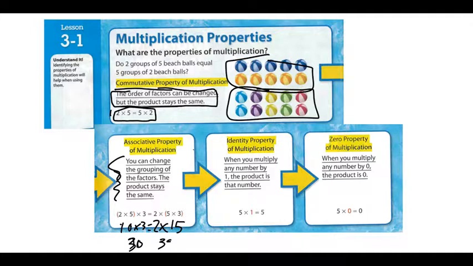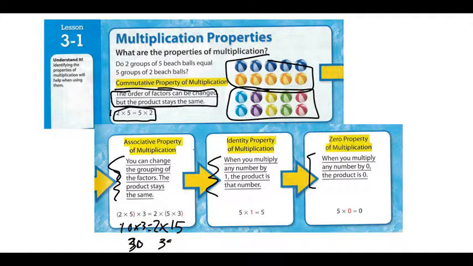Look at the identity property of multiplication. This one's pretty simple: when you multiply any number by 1, the product is that number. So I could do 105 times 1 and I would still get 105. Anything times 1 is itself. Zero property of multiplication: when you multiply any number by 0, the product is 0. So I could do 1,500,000 times 0 and I would get 0.